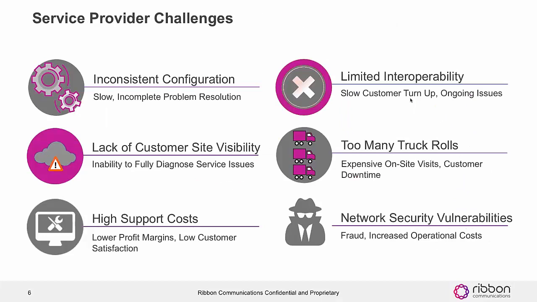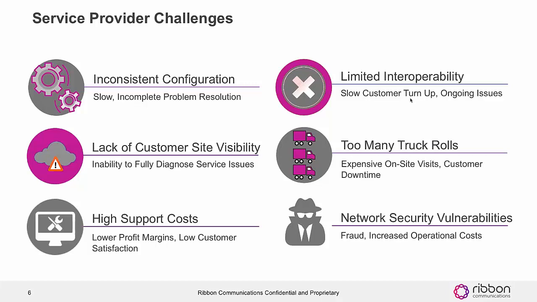So service providers have some very real challenges when it comes to hosted UC. Often UC deployments sit behind routers and firewalls with differing rules or configurations. This makes troubleshooting slow, and sometimes root causes can't be found. Limited interoperability between the various SIP endpoints can also slow deployments and cause ongoing issues. Sometimes they don't manifest until weeks or months after the initial turnup. And often, service providers have no visibility to the devices behind their customer's firewall.